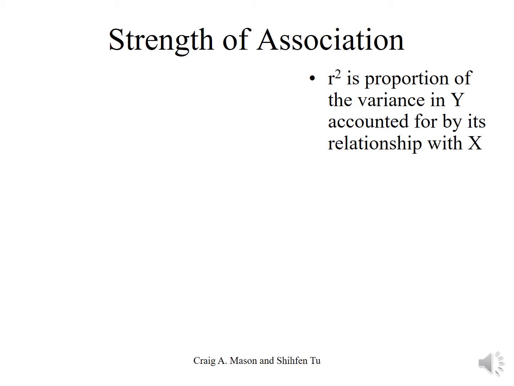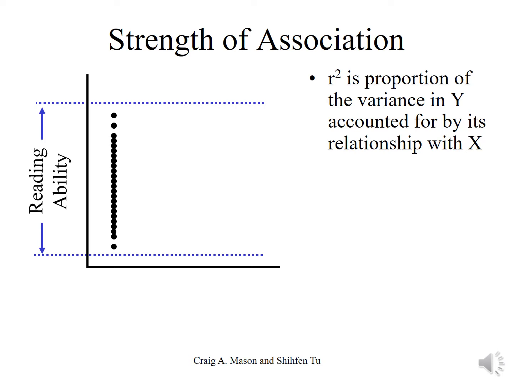For example, let's say we have a sample of children and you have data on their reading ability and nothing else. Here we've graphed their scores along this vertical line from very high to very low.